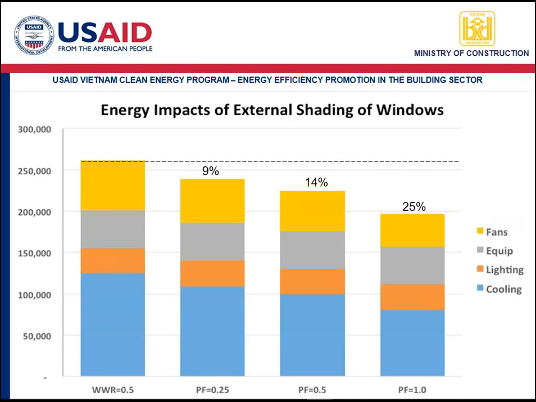So in summary, so far we have looked at orientation, we have looked at external shading, and the amount of glass. All three of these have a potential for major energy savings.